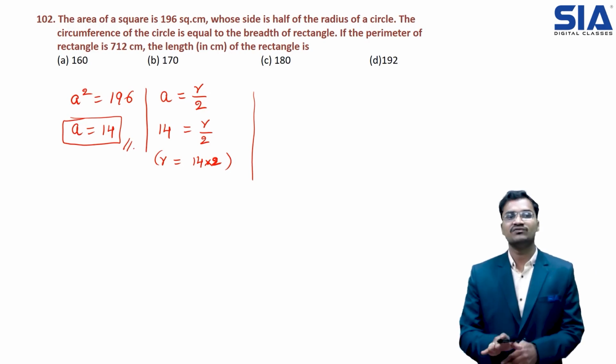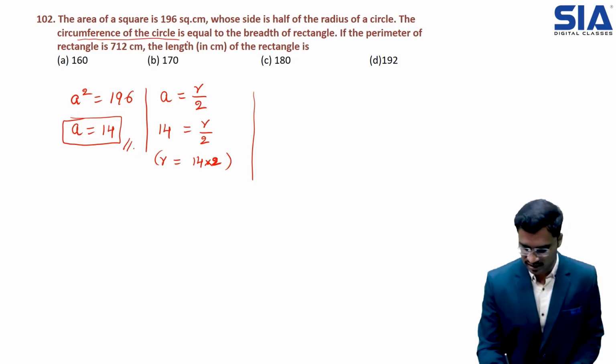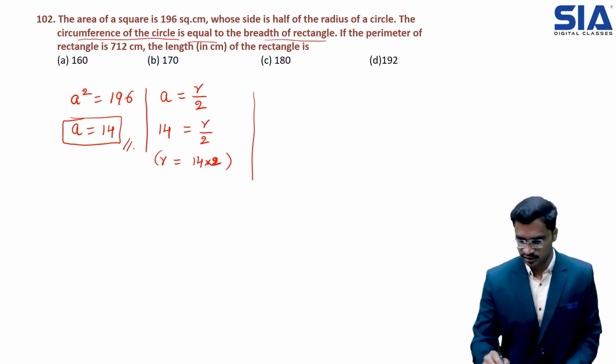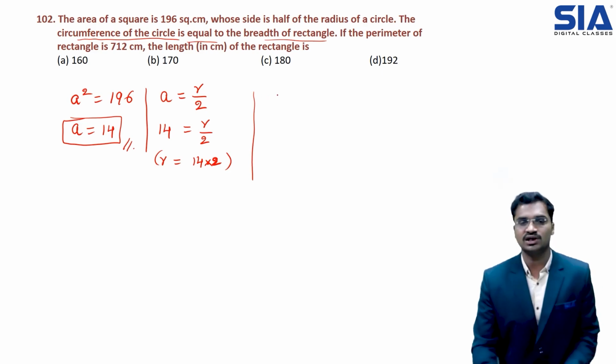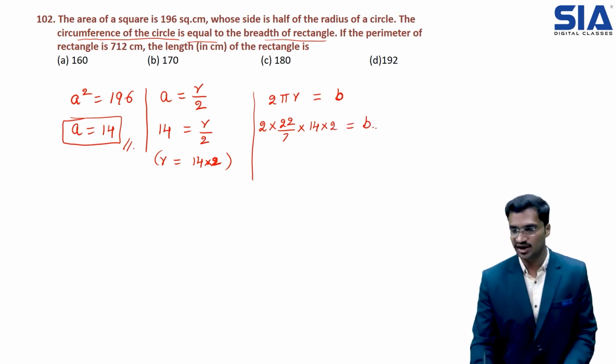Now the circumference of the circle is equal to the breadth of the rectangle. So let us equate the circumference. Circumference of a circle is what? 2 pi r. 2 pi r is given as equal to breadth. So the value of 2 is 2. The value of pi is what? 22 by 7. And the radius is what? Radius is 14 multiplied by 2. This is given as the breadth of that rectangle.